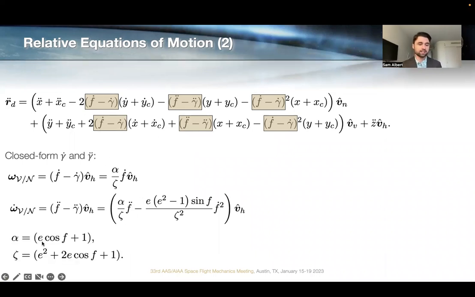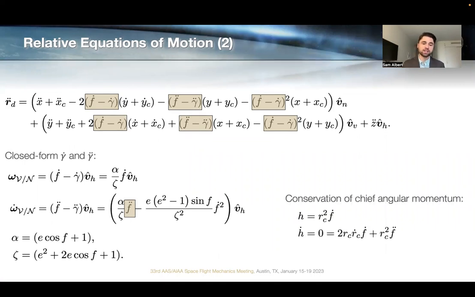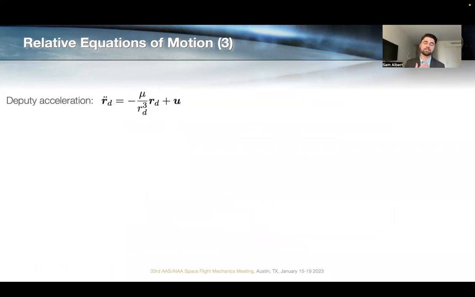Alpha and zeta are these dimensionless quantities that I'm just using for notational convenience here. So I'll keep these definitions on screen. And then we also want something for the second time derivative of true anomaly. And we can get that just using conservation of angular momentum for the chief spacecraft. When we take the derivative of h and set it to 0, we can rearrange this expression for the acceleration of true anomaly, so to speak. Finally, we'll take this deputy acceleration and set it equal to the sum of Keplerian acceleration on the deputy and a perturbing acceleration u. That could be control or J2, for example.